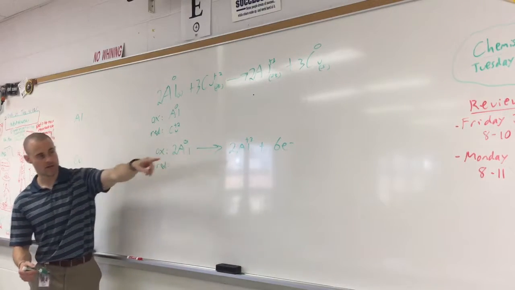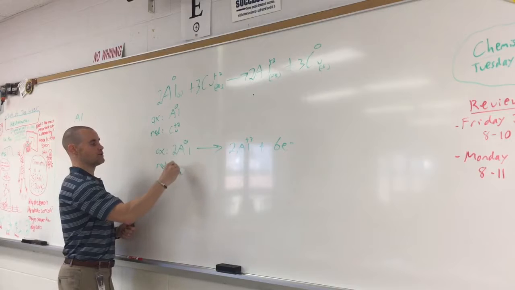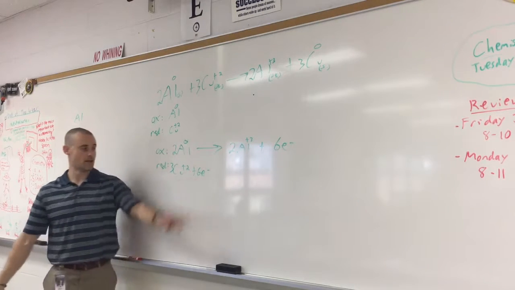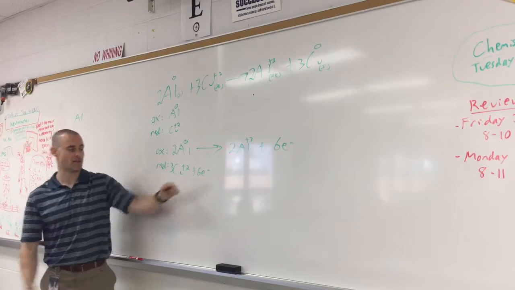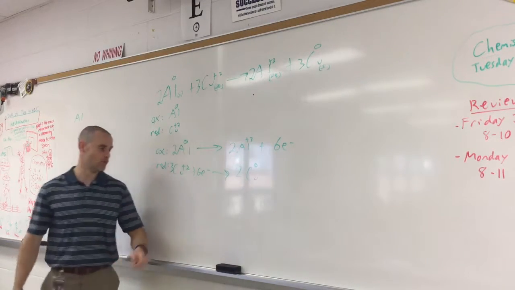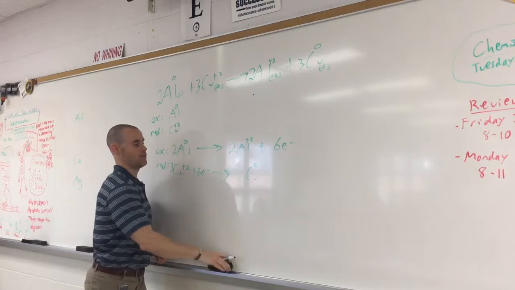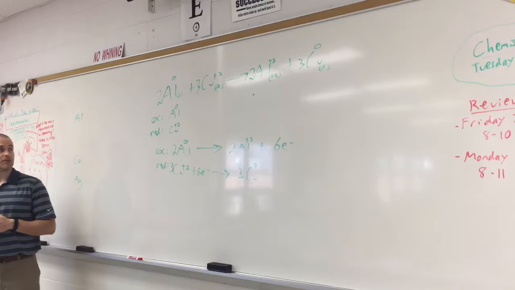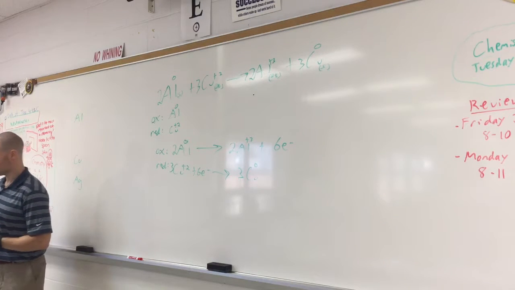Same exact concept. Release electrons, it's on the right. If aluminum loses 6, Cu plus 2, how many do we have? 3 of them. Gains 6 electrons. 6 negatives, 6 positives adds up to 0, yields 3 Cu0. Those are your 2 half reactions for that. Okay, so there's the first 2.